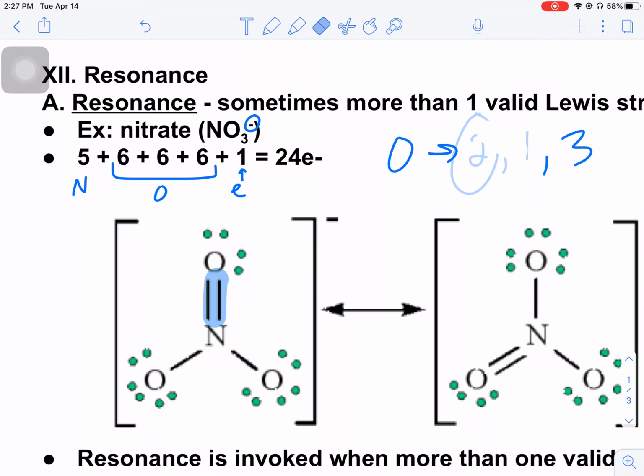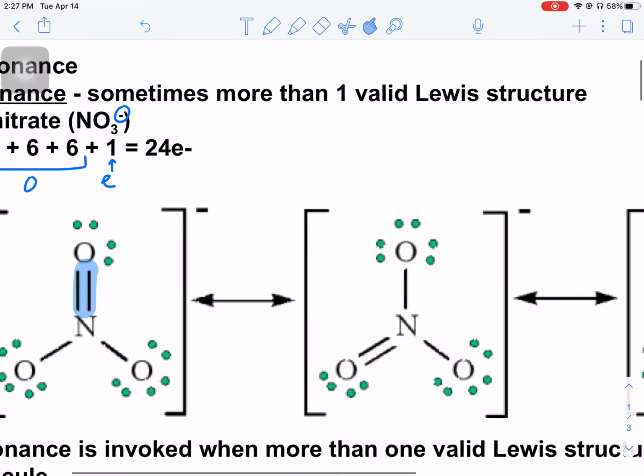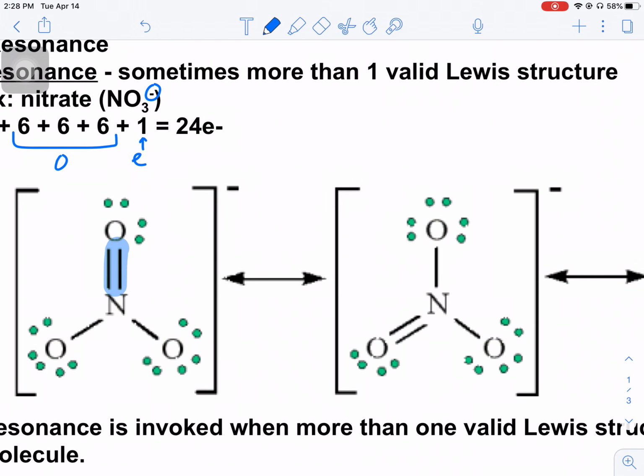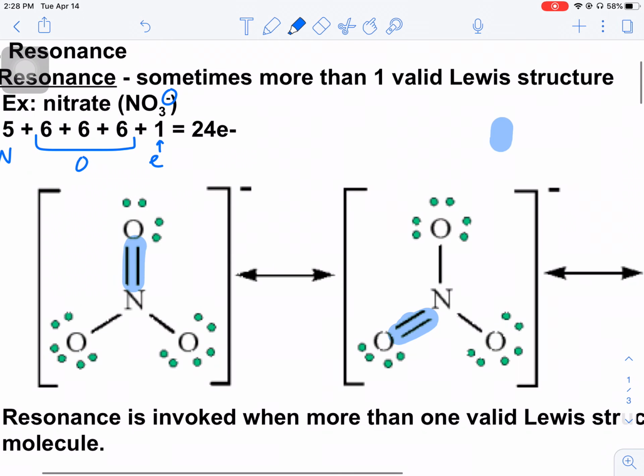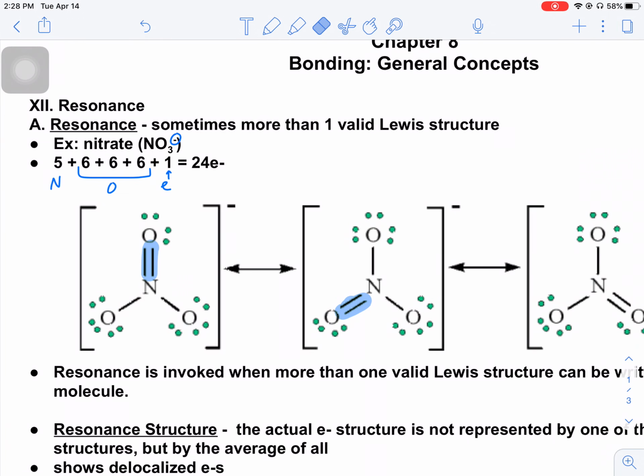So for the next example, I'm not going to count electrons for you, but it also has 24 valence electrons, and the difference is where you find this double bond. So in our first example, it was in the 12 o'clock position. In my second example, it's in about the 8 o'clock position. And in my final example, it's in about the 4 o'clock position.